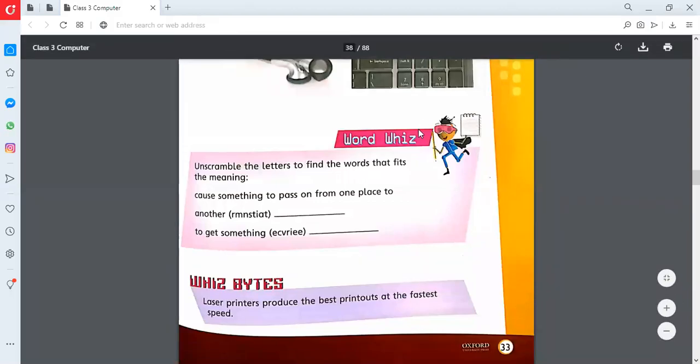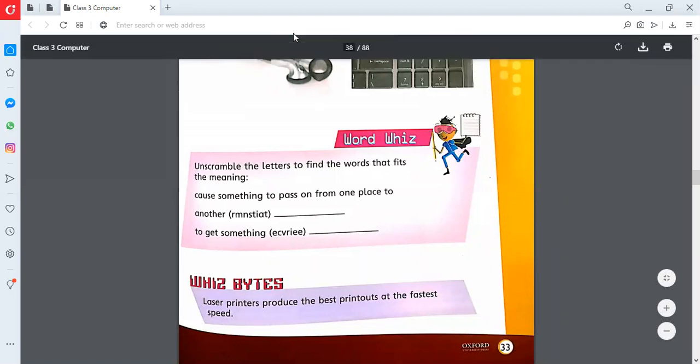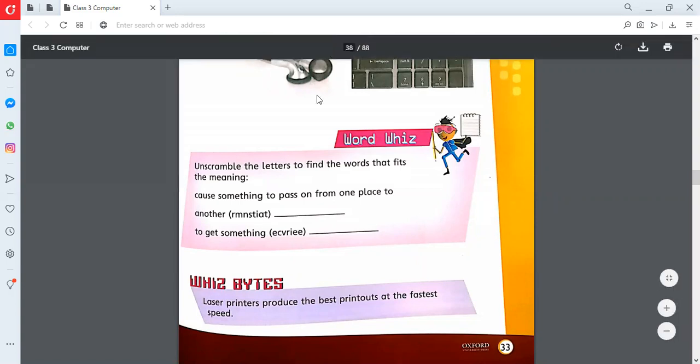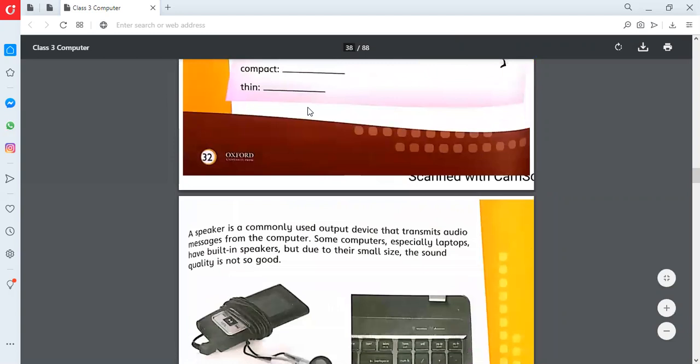In this class, we are going to do the exercises in this chapter. But in the last class, we did some of the exercises and also covered the output devices regarding the speaker.